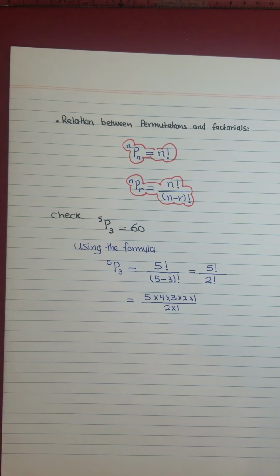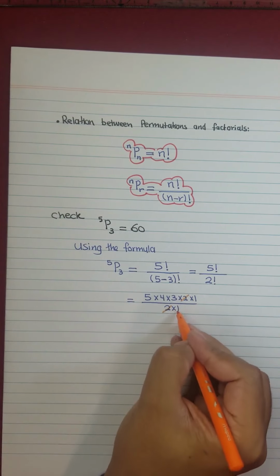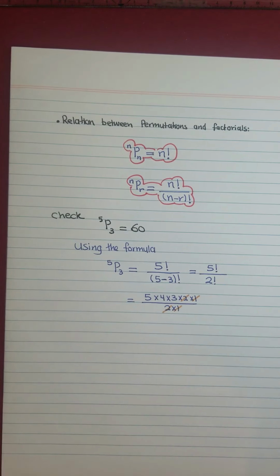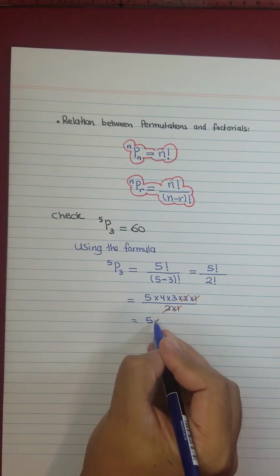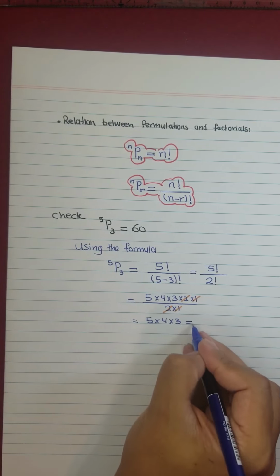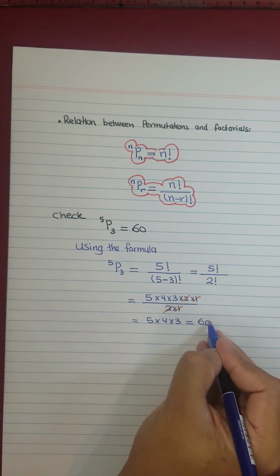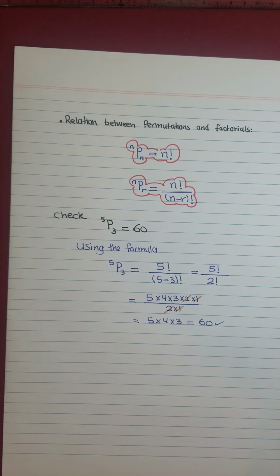So now we can cancel. Let's cancel the 2 with the 2 and the 1 with the 1. So what do we get? We get 5 times 4 times 3, and 5 times 4 is 20, and 20 times 3 is 60. So we get the same answer we got there. So it's 60, which is good. Nice.